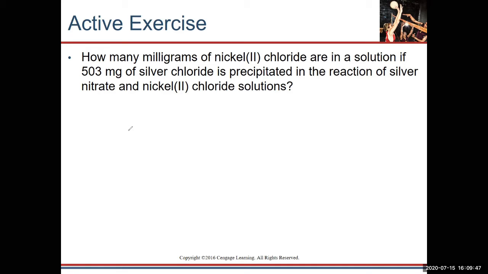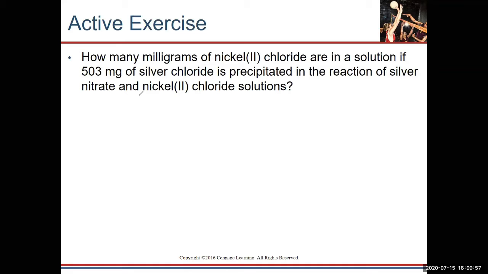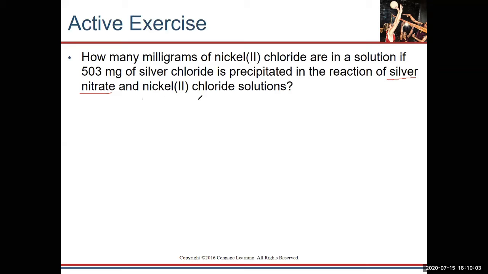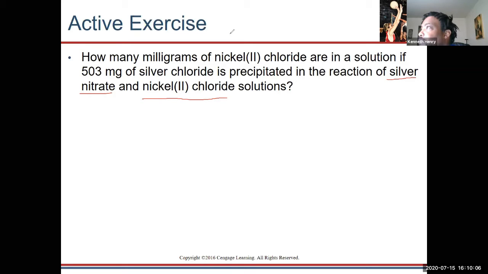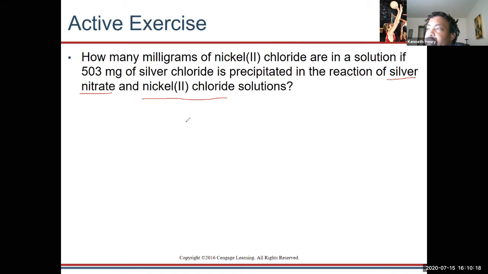Okay, who are my reactants? We're going to underline those in red. Silver nitrate and nickel chloride. Okay, who's going to be the products? We're going to circle those in green. Is it nickel chloride? Well, how can nickel chloride be a reactant and a product? Silver chloride. Sorry about that. And whoever's left over after that, which we'll figure out in a second. Okay, so let's write our equation.